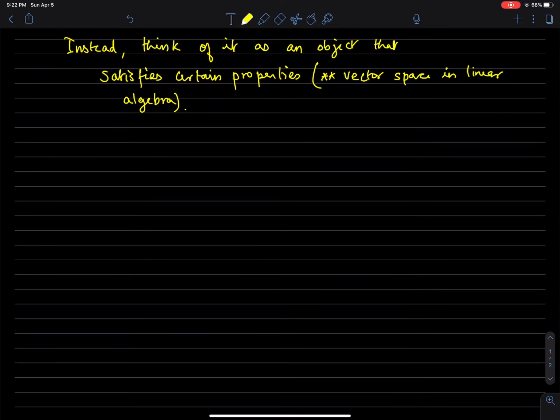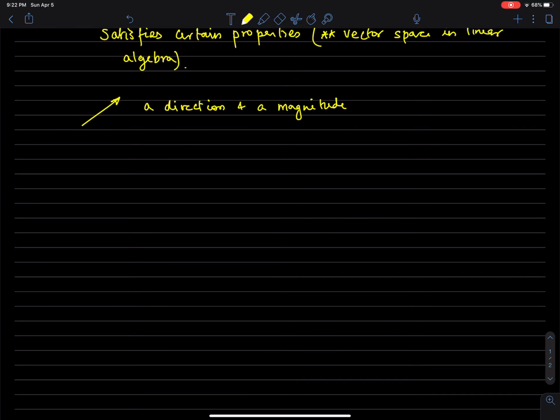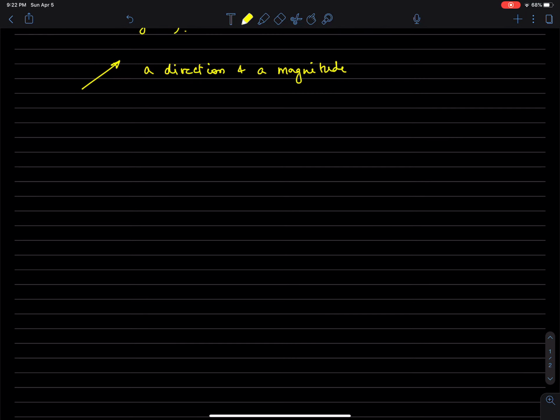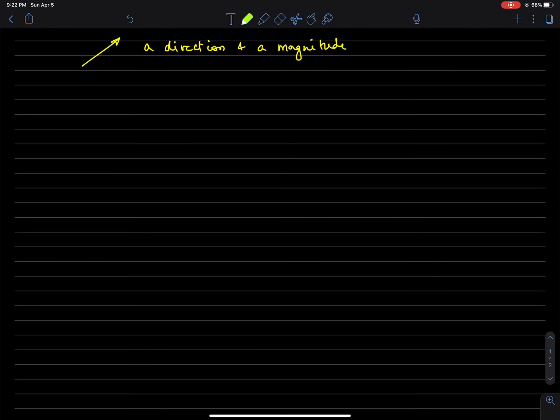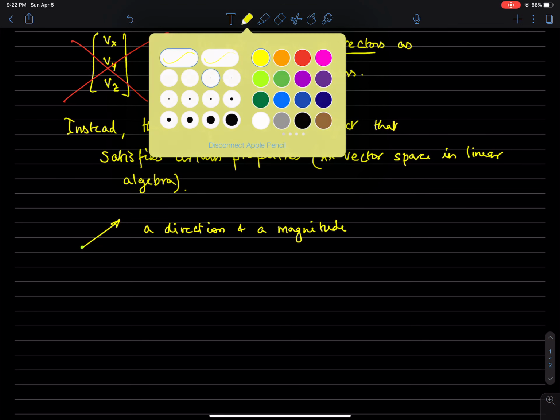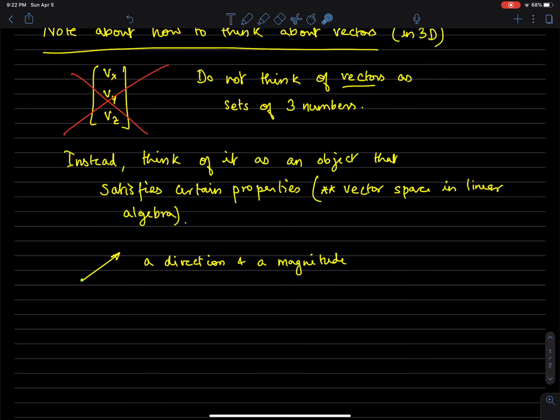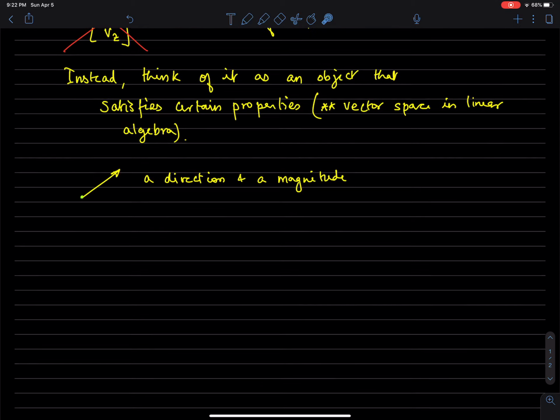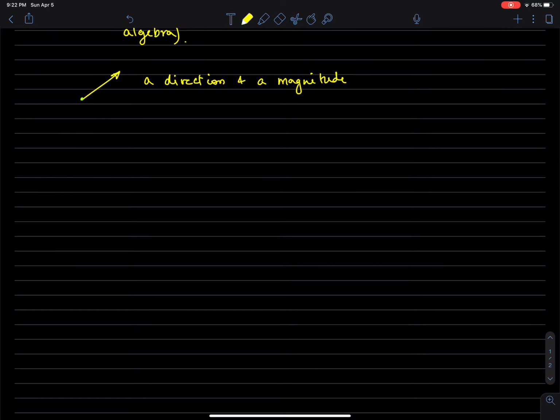More importantly, you should think of it as a direction and a magnitude, if you want to have a geometric picture. So what does this all mean? A vector is just a vector. It is not a set of three numbers. A vector is not a set of three numbers. It becomes a set of three numbers once you decide to represent it in a particular coordinate frame.